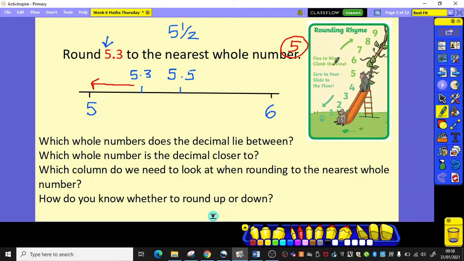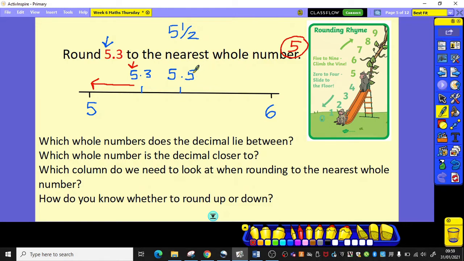But if I also refer to my rhyme, 5 to 9, climb the vine, 0 to 4, slide to the floor, I can see that if this is the number I'm rounding to, which is now my ones column, look at the number that comes before it, or the word I used earlier was precede it. The number that comes before it is a 3. So 0 to 4, if it was a 0, a 1, a 2, a 3 or a 4, I'm going to round down. And it's a 3, so I round down. But we can clearly see on the number line that it is closer to 5 as well.